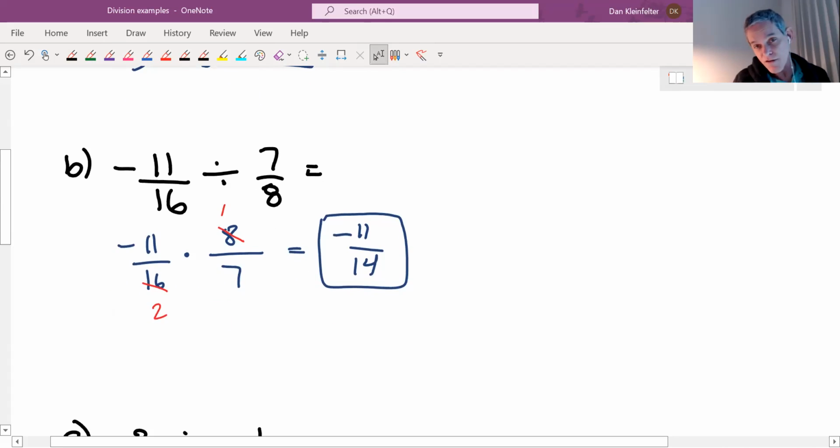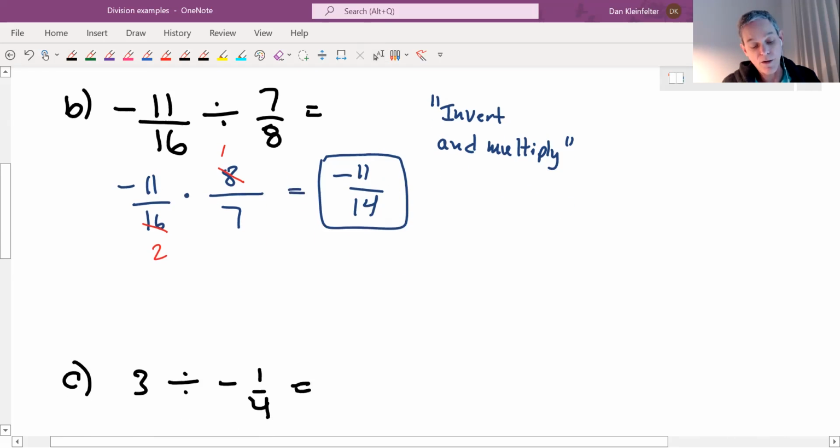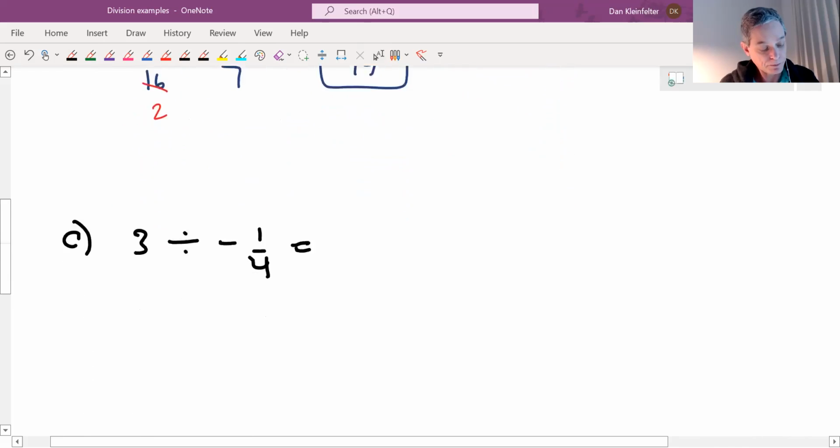This procedure of finding a reciprocal and multiplying is where you may have heard in your earlier schooling people say invert and multiply. What's being inverted or flipped over is the second fraction. You'll notice in this process that we never flip over the first fraction. It's always the second fraction. Whatever you're dividing by, that's the number whose reciprocal we find.